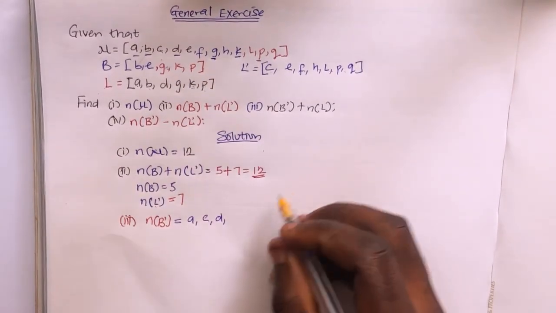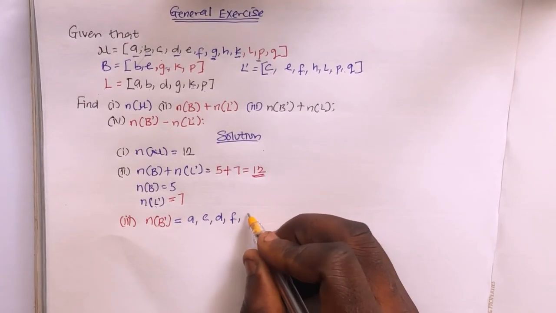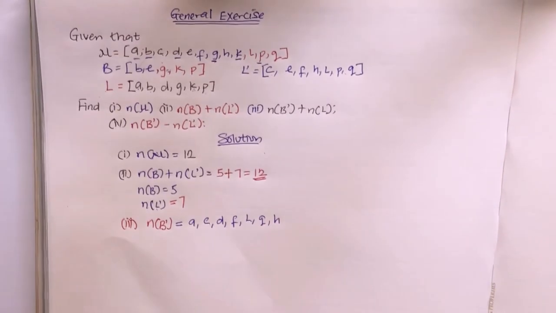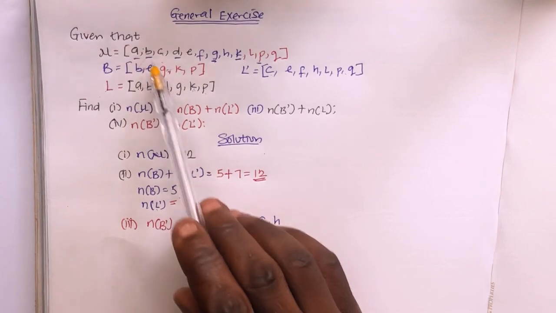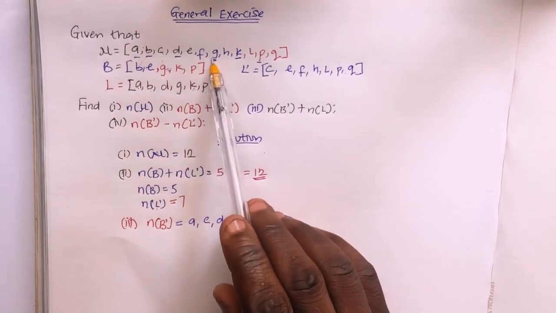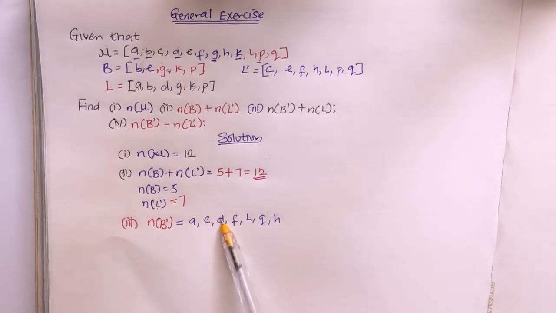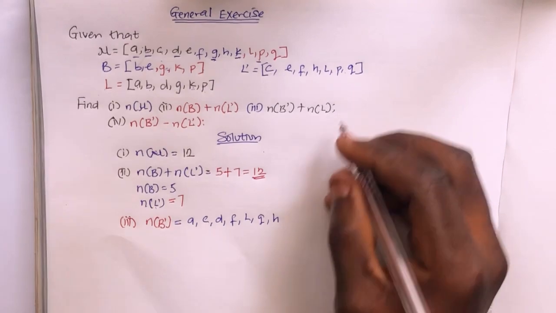My K is there. My F is not there. My P is there. My L is not here. My Q is not here. And my H is not here. Can you see this now? So I'm having B, that's 1, 2, 3, 4, 5, and 1, 2, 3, 4, 5, 6, 7. All right.